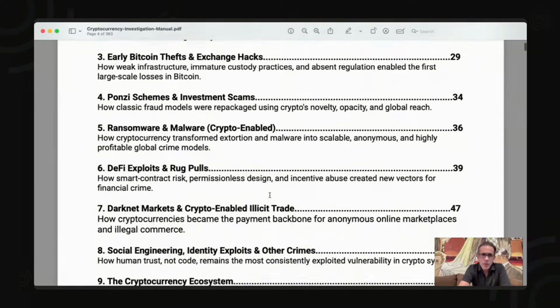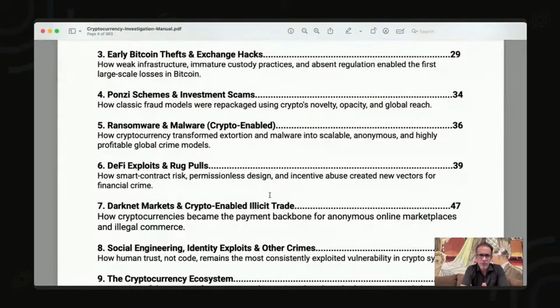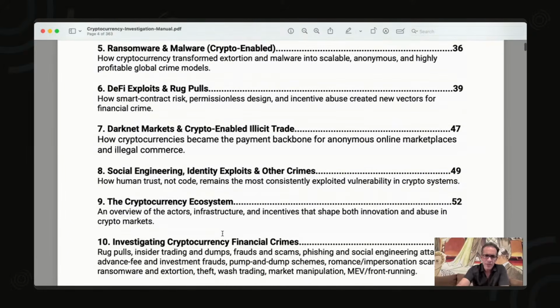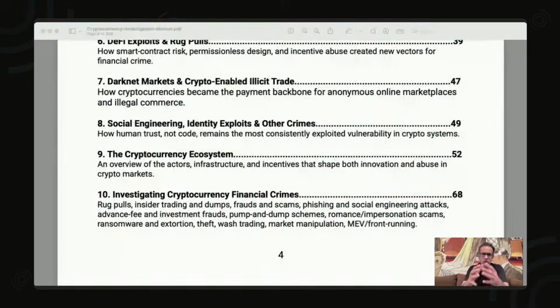Then we move on to a lot of crimes, starting with the early Bitcoin thefts and exchange hacks, the Ponzi schemes and investment scams, ransomware, malware, crypto-enabled crimes, DeFi exploits, rug pulls, darknet markets, and social engineering. Many cases are covered under each of these categories, so you would understand the investigator's perspective when we look at such cases. I've also started to add a lot of checklists to those sections, and more will keep coming.